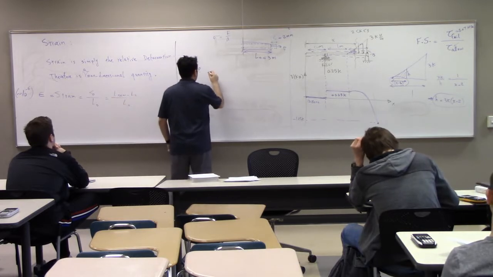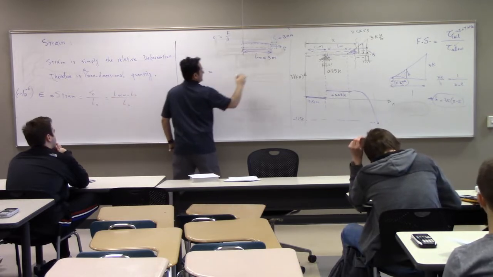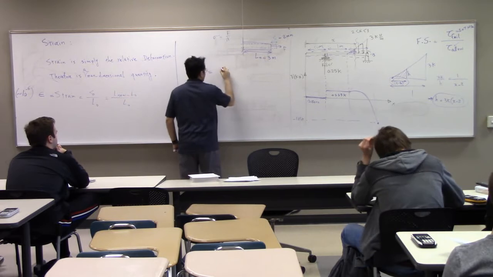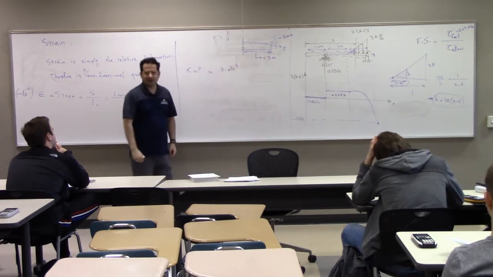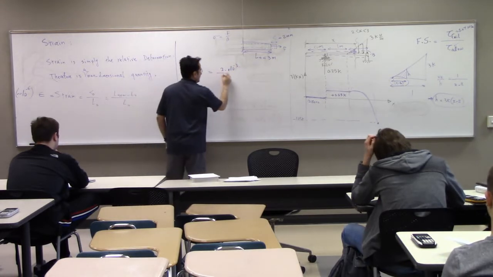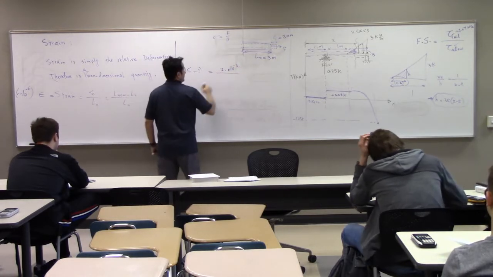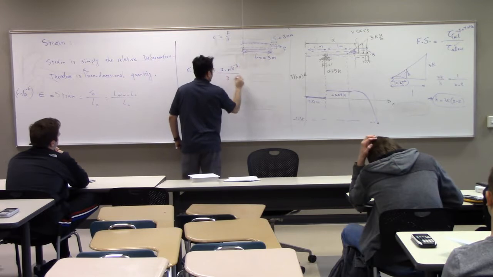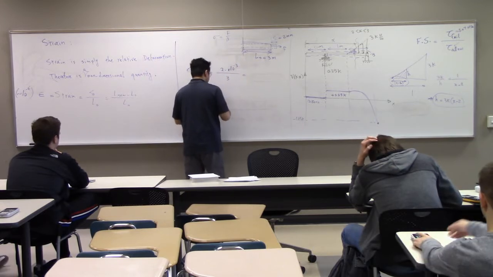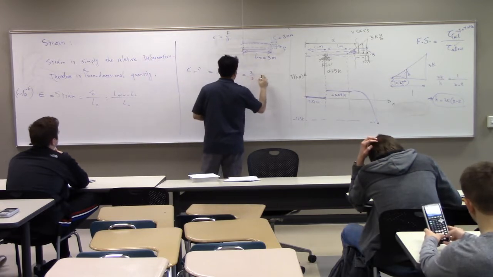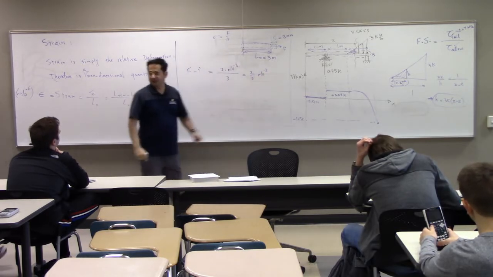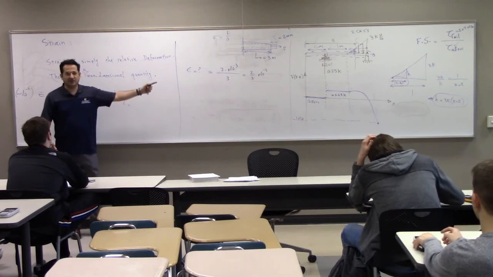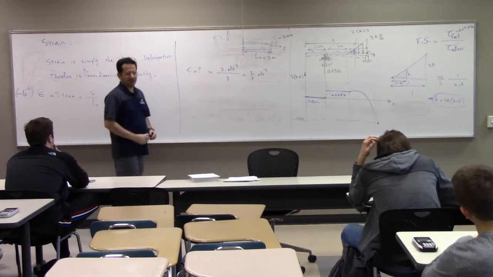Epsilon, or the strain, is equal to delta, 2 times 10 to the negative 3, divided by the initial length, which is 3. So you get 2/3 of 10 to the negative 3. There is no unit for that. Don't write millimeter. There is no unit.